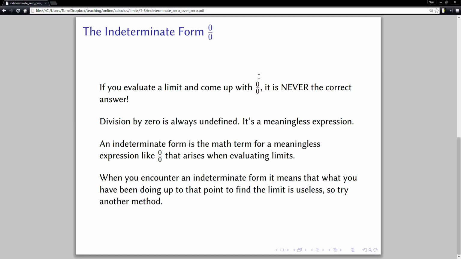So when you come across this in a limit problem, basically what it means is that whatever you've been doing up until that point to evaluate the limit is not going to work. None of the limit laws will work for that 0 over 0 case, so what you've got to do is try some other technique to evaluate the limit. In the next two examples, we're going to show you some of the things that you can do when 0 over 0 does happen so that you can actually get the correct answer.